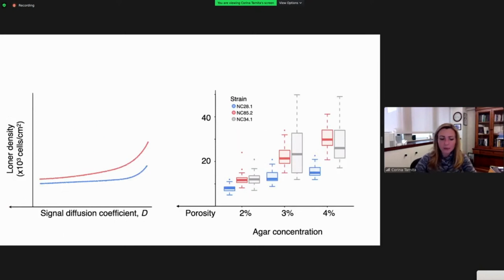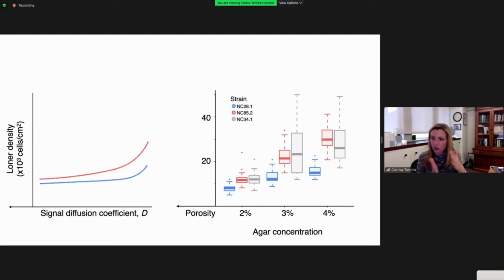Not only that, but we also notice that as we vary the signal diffusion coefficient, and here the arrow goes from right to left just to match the agar concentration, the signal diffusion increases as the porosity increases and as the agar concentration decreases. I'm sorry, this axis is always kind of a pain to explain. But basically, the more porous the agar, the higher the diffusion that you would expect.